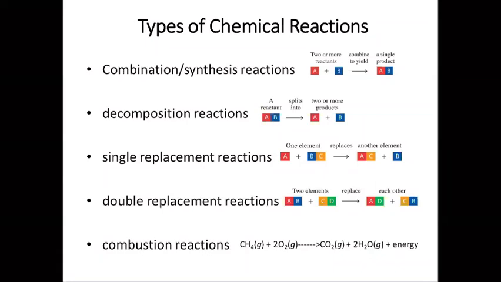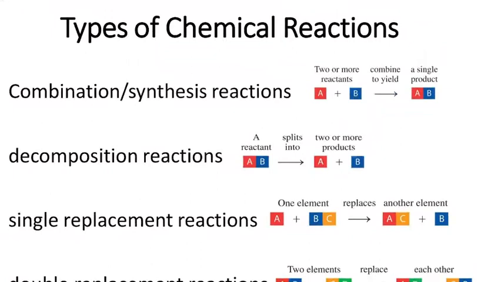When we have a combination or synthesis reaction, you can see that specifically we have two or more reactants that combine to make a single product. So let's say that letter A is one reactant, letter B is another reactant. In the product, you're going to see that both of them combine and make a single product. In a few moments, we are going to practice to identify the different types of reaction.